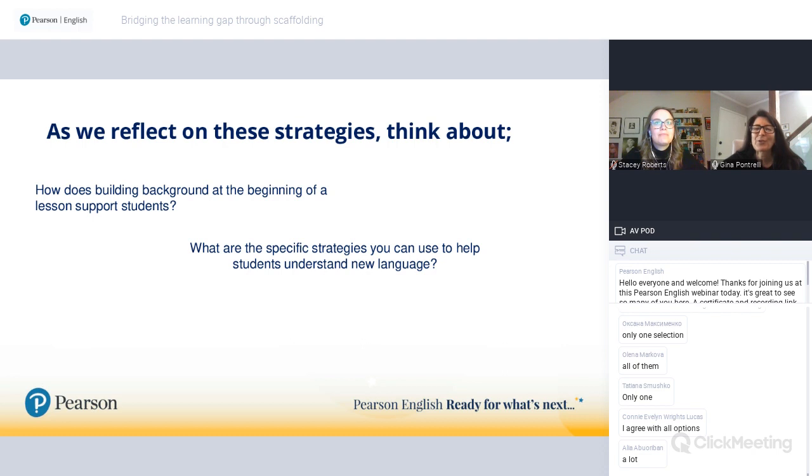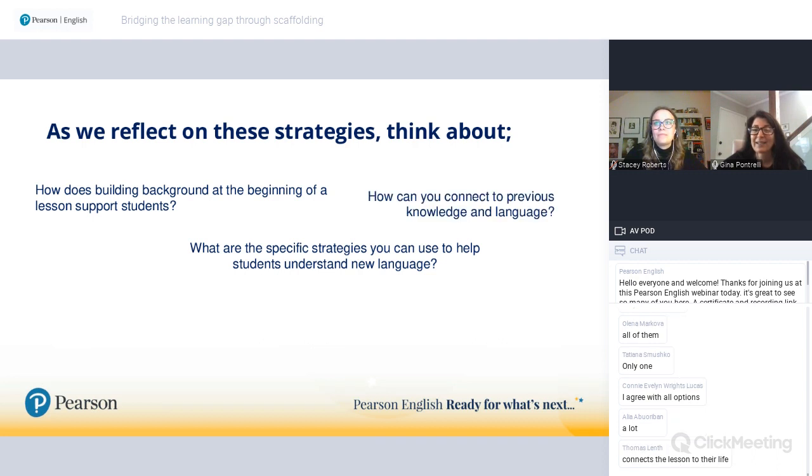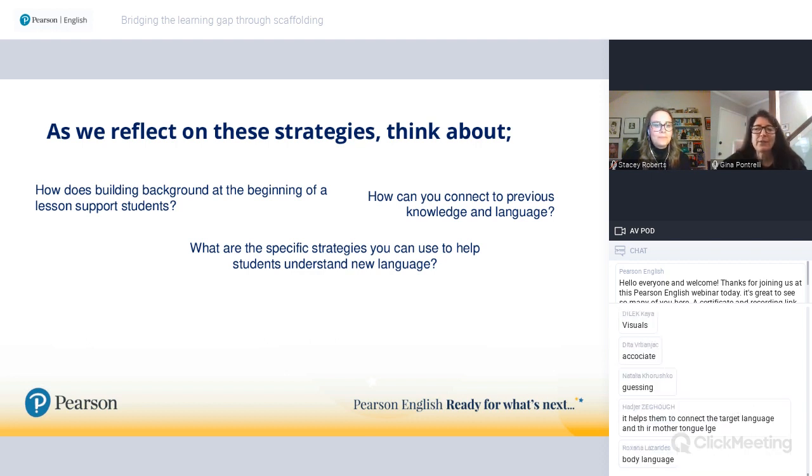What are the specific strategies you can use to help students understand new language? We've talked about a lot of them, but there might be more that come to your mind and some that you've used. And how can you connect to previous knowledge and language? We know that accessing what they already know gives students something to hook onto in their memory and bring forward to the new learning.